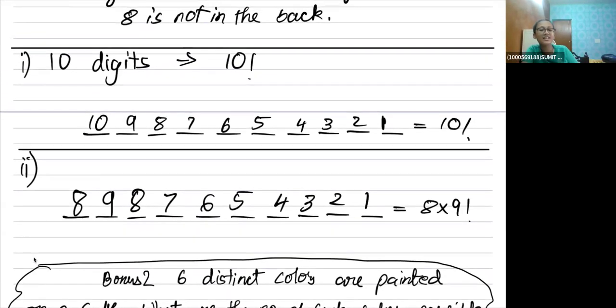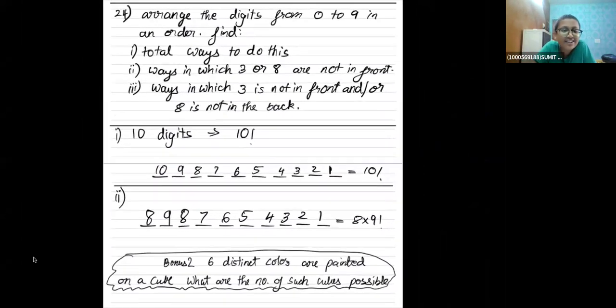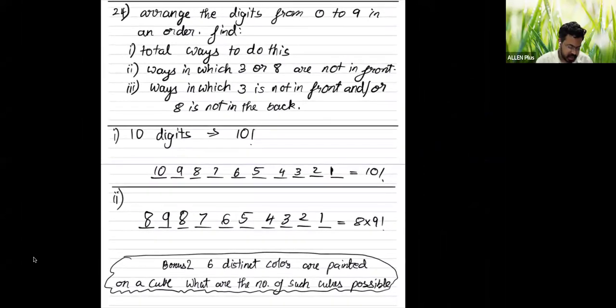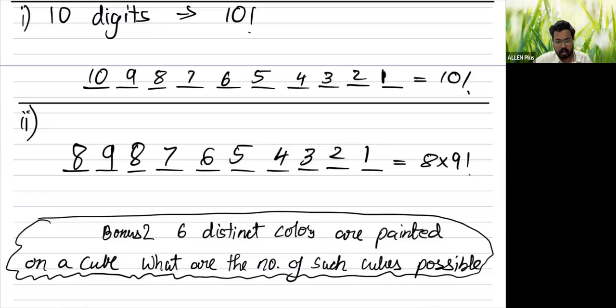Sir, it's even simpler than the normal questions then. Sir, why is it bonus then? Because 6 factorial is not the answer, na? Why not? Think about it. 6 distinct colors are painted on a cube, because some cube rotations are involved. Okay, sir, understood.